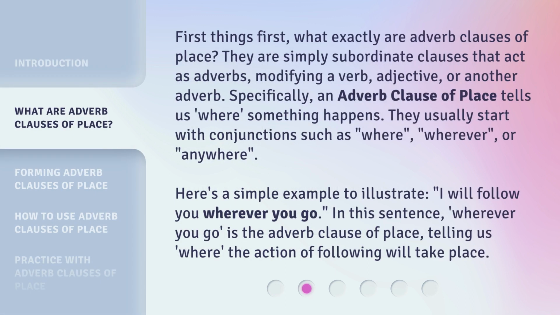First things first, what exactly are adverb clauses of place? They are simply subordinate clauses that act as adverbs, modifying a verb, adjective, or another adverb. Specifically, an adverb clause of place tells us where something happens. They usually start with conjunctions such as where, wherever, or anywhere. Here's a simple example to illustrate. I will follow you wherever you go. In this sentence, wherever you go is the adverb clause of place, telling us where the action of following will take place.